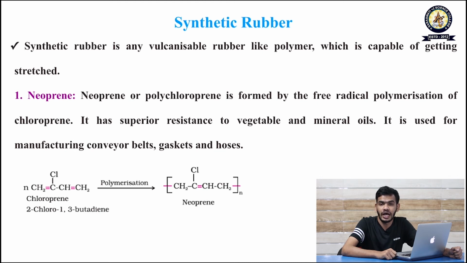I have explained the detailed mechanism of polythene synthesis, which happens by this free radical mechanism. Similar to that, here the chloroprene molecules add upon each other, they polymerize and form neoprene. So neoprene is a synthetic rubber, and what are the uses? Due to its superior resistance to vegetable and mineral oil, it is used in the manufacture of conveyor belts, hoses or gaskets.